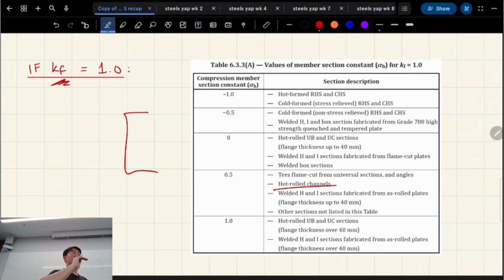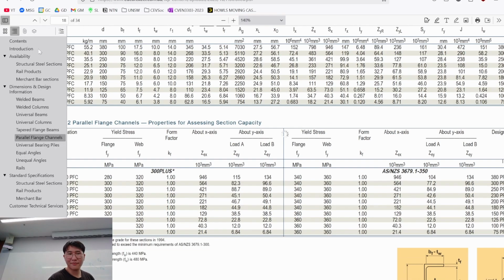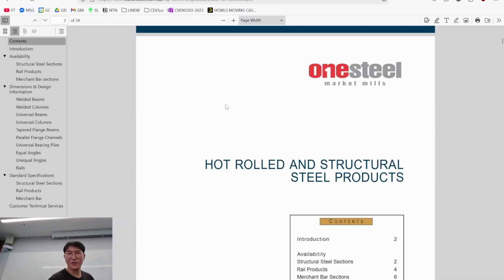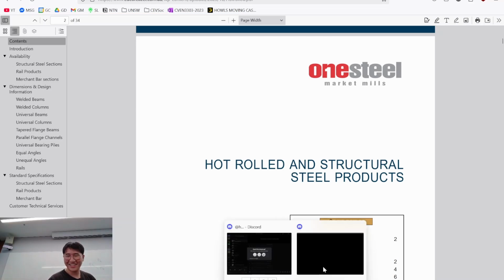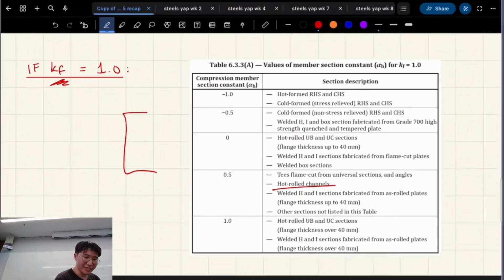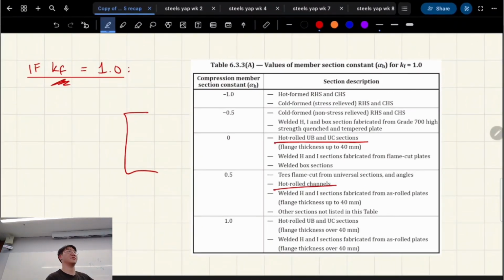Now, if I quickly go to OneSteel again, and I go to the very start. OneSteel company produces hot rolled products. So that answers your question about whether it's hot rolled or cold formed. It's hot rolled, if it's from OneSteel, basically. But hot rolled products can still have different values based on the type of section it is.